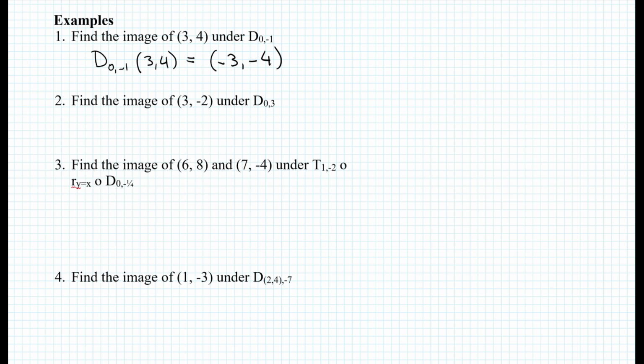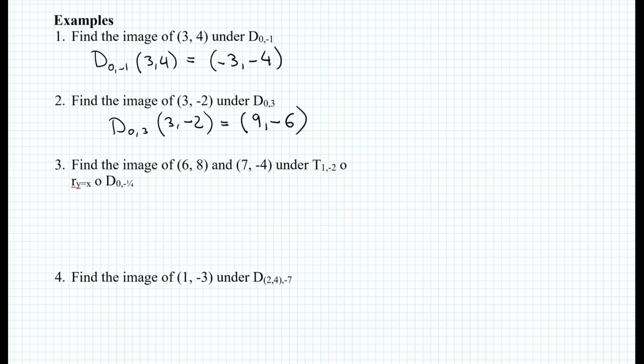So for number 2, it says find the image of (3, -2) under the dilation of factor of 3 over the origin. So we write D sub 0, 3 of (3, -2). And now all we need to do is just multiply every point by 3. So here we end up with (9, -6). So basically the point is being dilated over the origin.